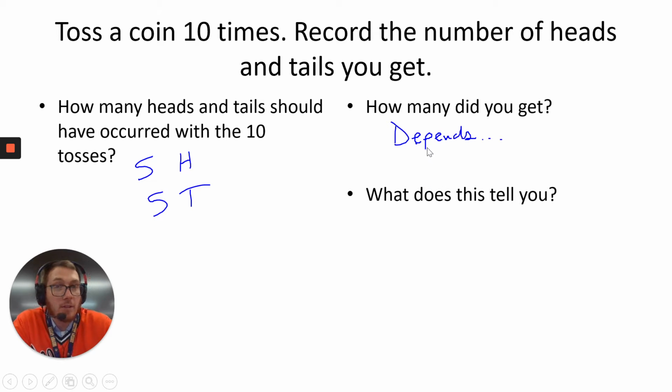Well, obviously that would depend on your tossing of the coin. So some people might have got 6 heads, 4 tails, or 7 and 3. If you got 10 and 0, I'd find that unlikely, but I guess it's possible. What this tells us is that what should happen in theory doesn't always happen in practice.